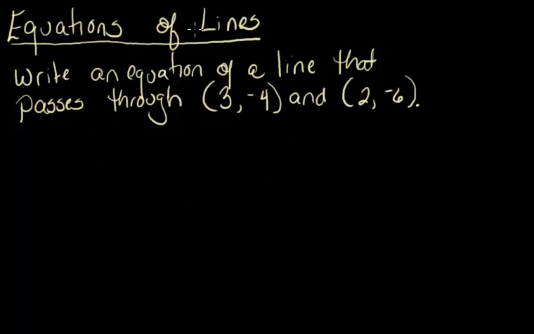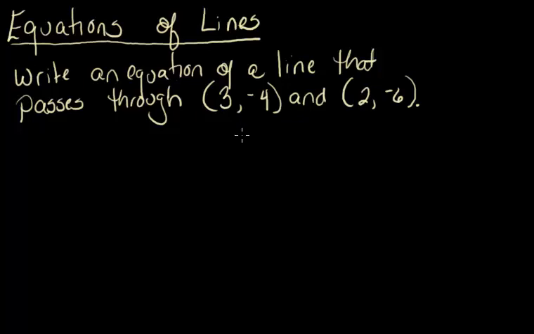All right, so let's look at this statement and write an equation of a line when it passes through 2 points. We have the points (3, -4) and (2, -6). What we need to find first is the slope.